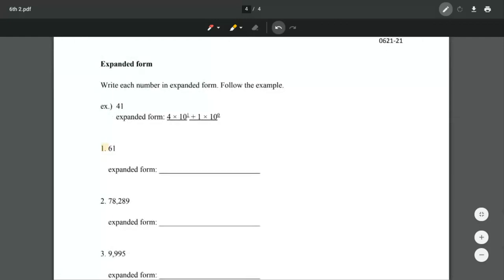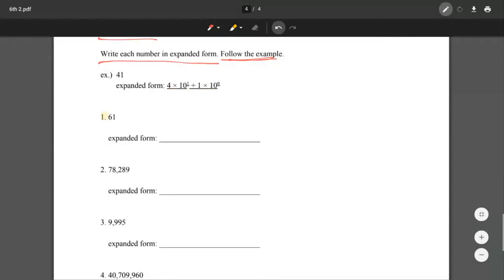So expanded form. We're asked to write each number in expanded form following the example. Okay? So looking at the example, we have 41, and then we could write that as 4 times 10 to the power of 1 plus 1 times 10 to the power of 0.